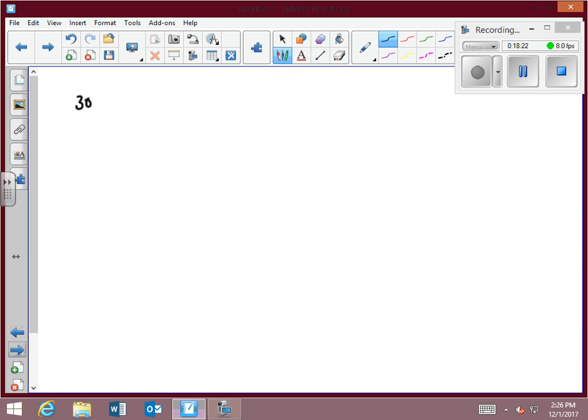Number 30 says 3 minus 2y minus 8y squared equals 0. What do we have to do with that? 8y squared. Okay. You want to write it in descending order? Is that what you're talking about? Now what?